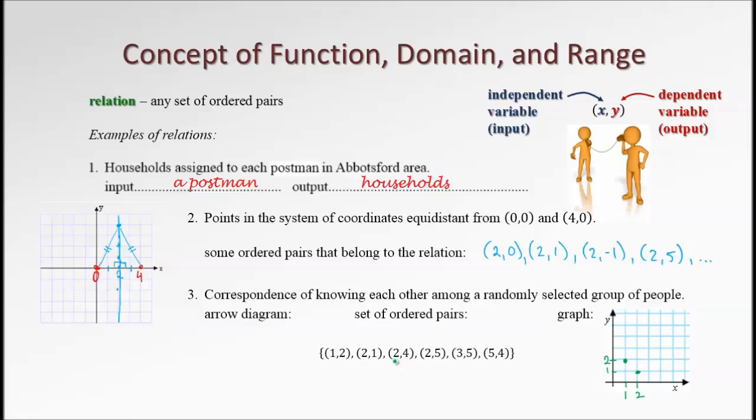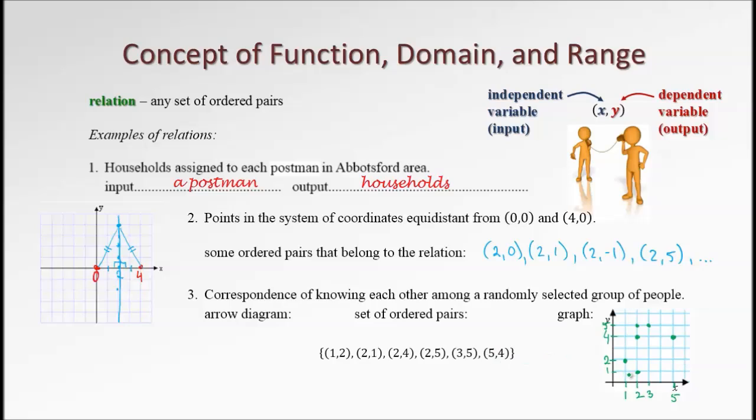Let's try the next one. 2 is related to 4. That means 2 knows 4. Okay, (2, 4) will be here. That will be 4. Then (2, 5). 2 also knows 5 over here. And (3, 5). Number 3 knows 5. That will be this point. And finally (5, 4). Person number 5 knows person number 4. Here it is. So this set of points represents a certain relation.